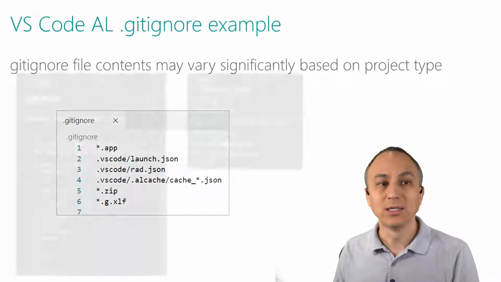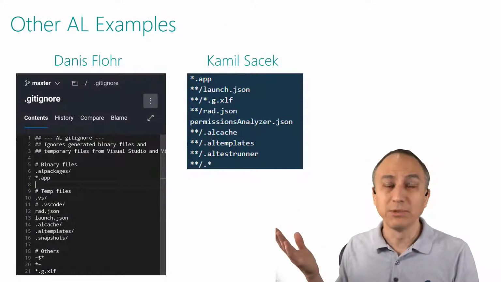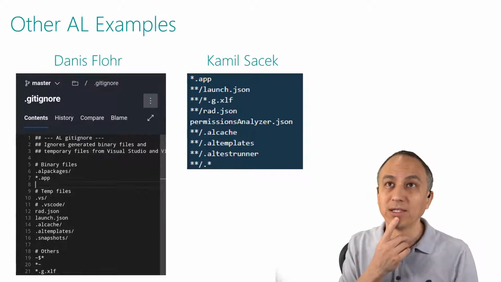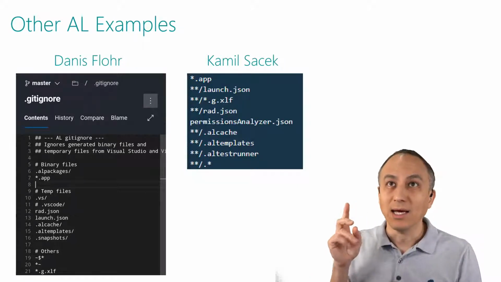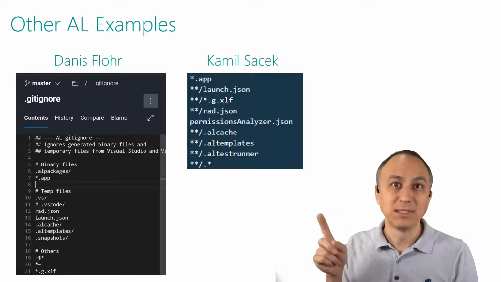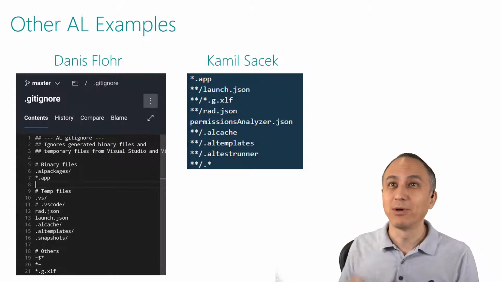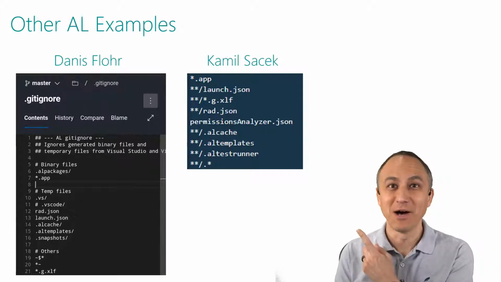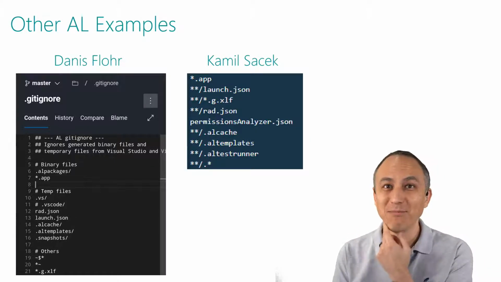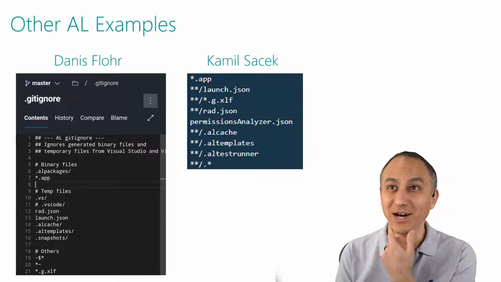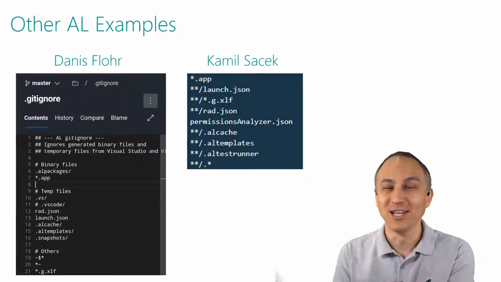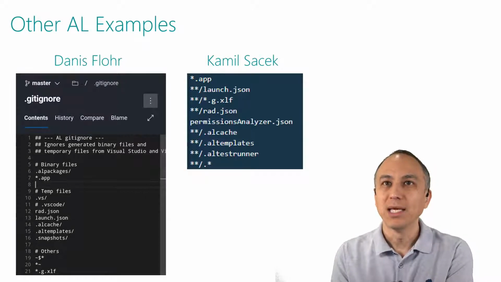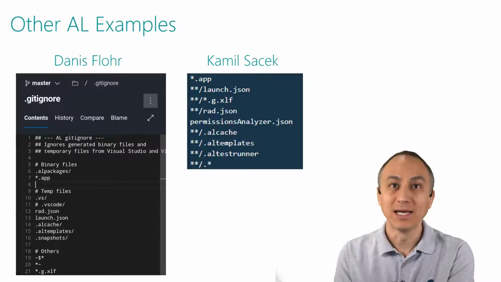Now, I did ask on Twitter for people to share their gitignore files, and two people responded with theirs. Danis, sorry, I don't know how to pronounce your name. Danis Floor looks like he is set up on mobile and was able to pull up Azure DevOps on a mobile device and just take a screenshot and send it on Twitter, which is pretty cool. And so his is kind of nice. He's got comments in there.